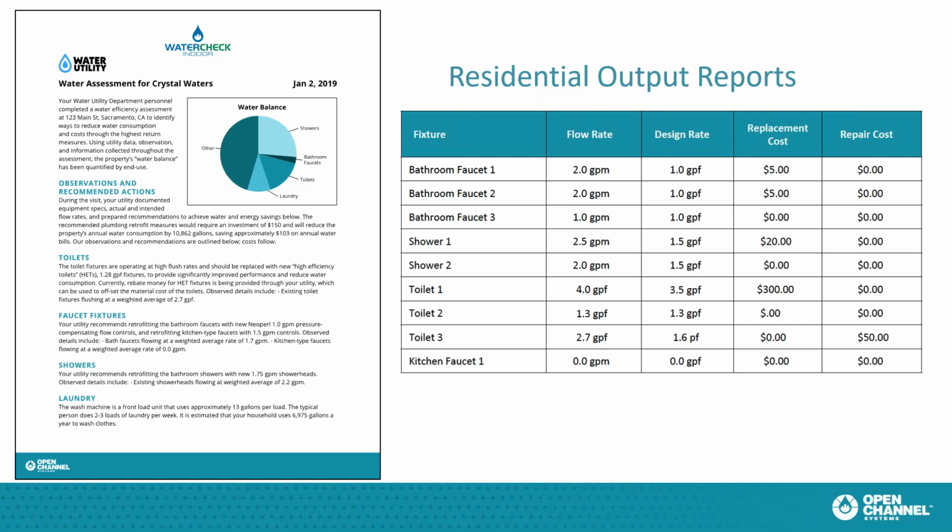Here we have Crystal Waters again. In her house, you can see that she has 3 different types of toilets: an older 3.5 gallon toilet, an HET toilet, and a ULF toilet. The ULF toilet typically flushes on 1/6, but often they get out of adjustment. So in this case, we might not recommend replacing it. We might just recommend repairing that toilet.